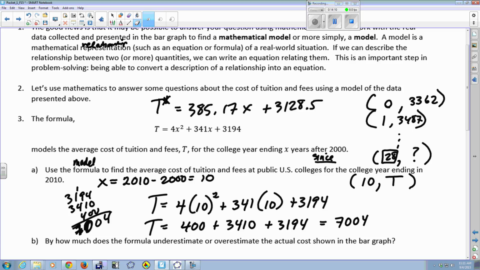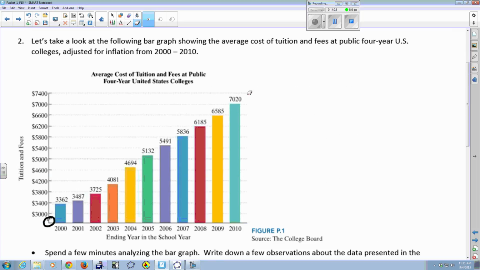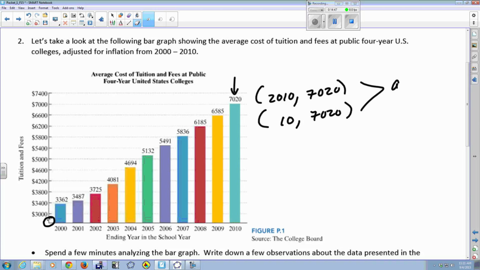What do you mean it isn't? Or is it the actual average tuition and fees in 2010? It's an estimate. What is the actual average tuition and fees in 2010? $16 higher. And where did you get that information? Right here. This is the actual data point. This point is from your graph, 2010, 720, or using our definition of X, 10, 720. That's the actual real life value. This is the actual data.